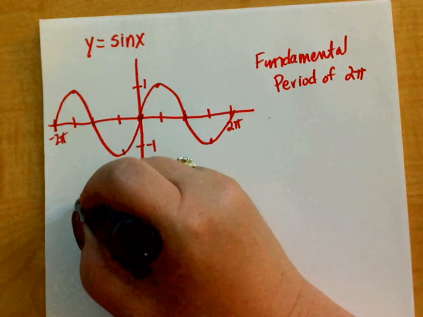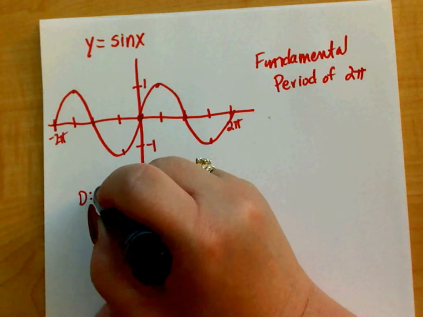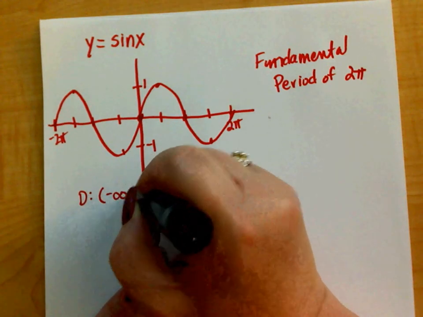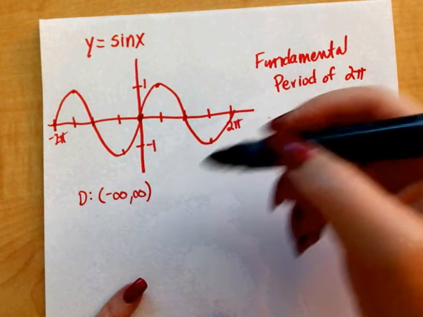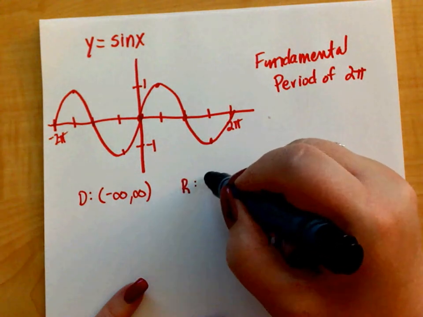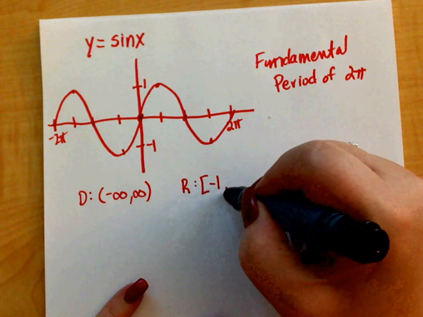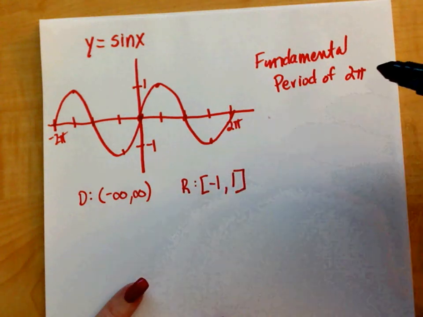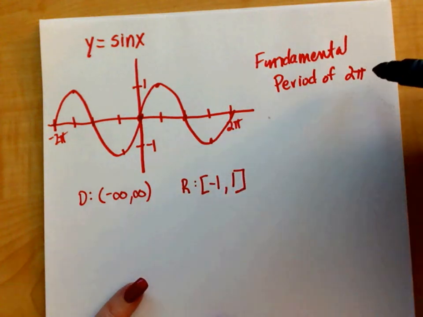The domain of our function is all real numbers, or we could say -infinity to infinity. Its range goes from the lowest it goes, -1, to the highest it goes, 1. And it has a fundamental period of 2 pi.